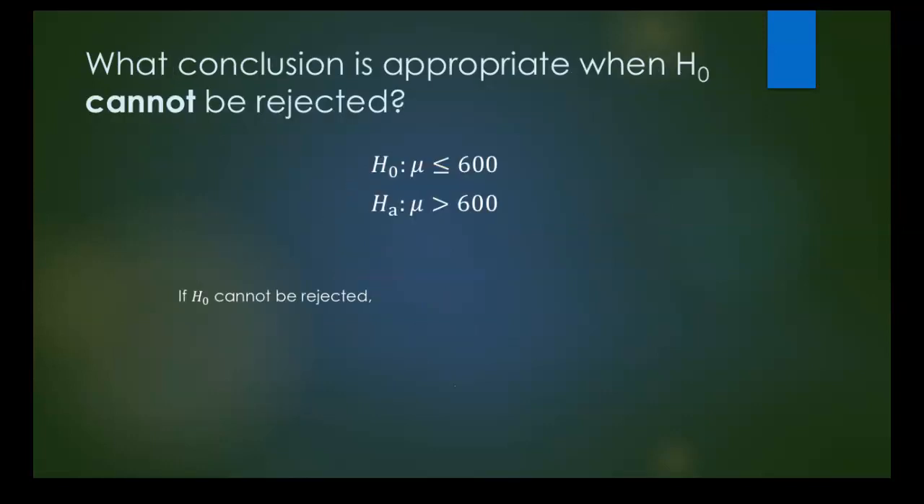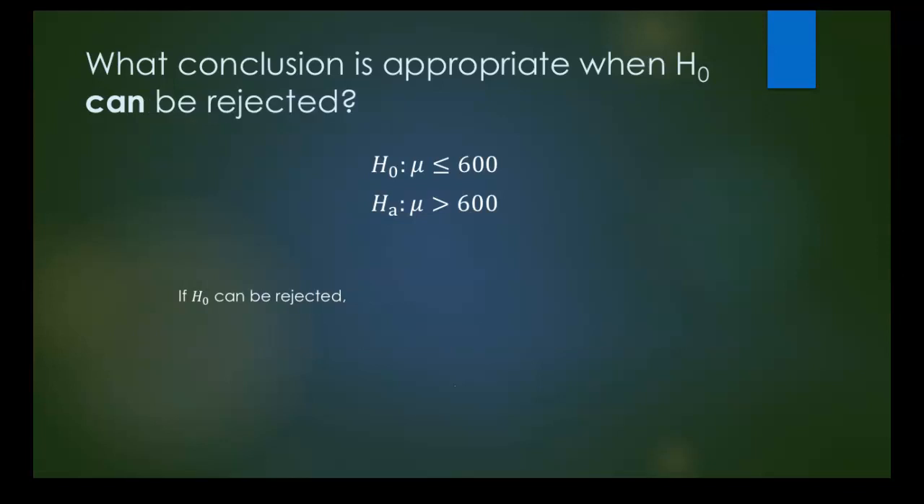So now, what conclusion is appropriate when the null hypothesis cannot be rejected? So if the null hypothesis cannot be rejected, there is not enough evidence that the average guest bill is $600 or less.